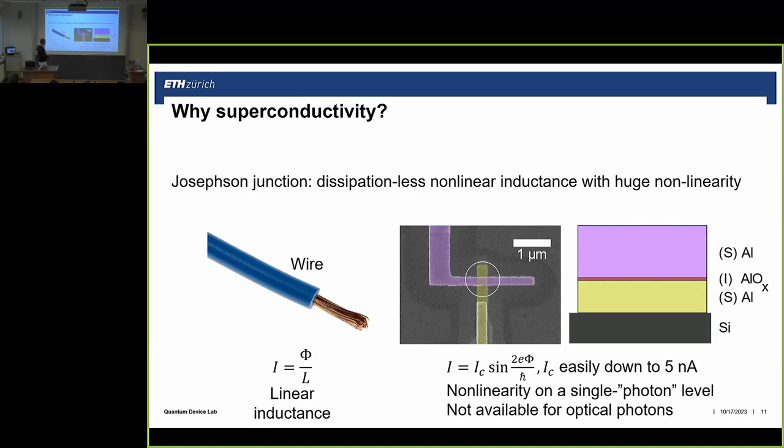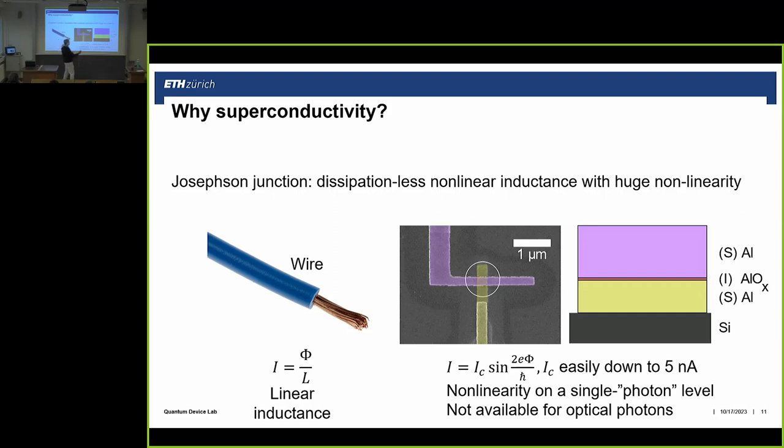If you have a wire, you can look at the current-phase relation, or current-flux relation, of a wire. When you have a current flowing through a wire, there are magnetic fields, and you get a magnetic flux. I'm not going to discuss exactly through which surface, don't worry. It's just some magnetic flux. And you see that the relation is linear. Now, for the Josephson junction, there's a so-called Josephson relation, and the relation is nonlinear. This parameter, which decides how nonlinear, can be very small, like 5 nanoamperes, which sounds quite small, right?